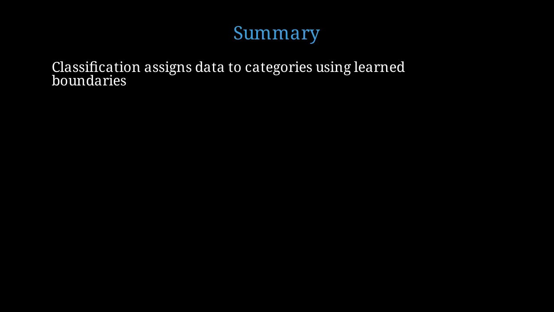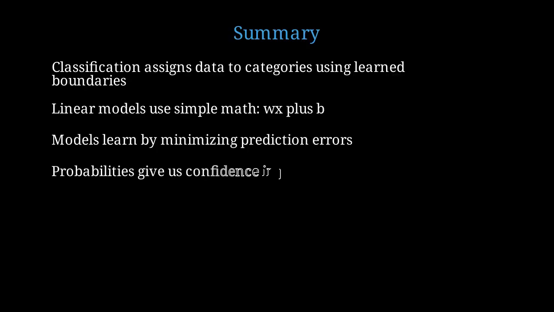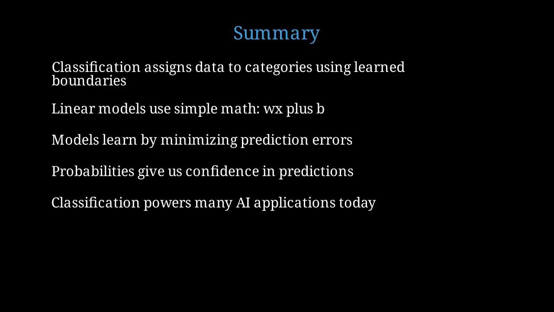Let's recap what we learned about classification models. Classification models assign data points to categories by learning decision boundaries from examples. The simplest models use linear equations with weights and biases that can be trained. Models learn by repeatedly adjusting parameters to minimize the errors in their predictions. By outputting probabilities, models tell us how confident they are in each prediction. These simple ideas power countless applications, from spam filters to medical diagnosis systems.